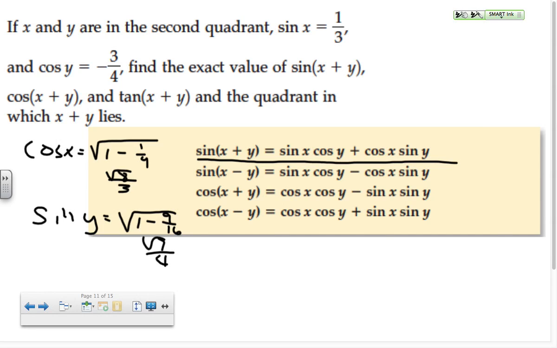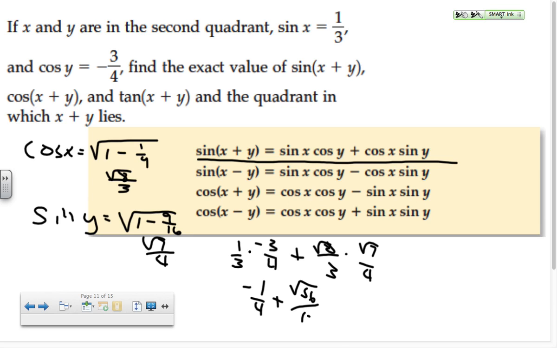Okay, so sine of x plus y is going to be sine x, 1/3, times cosine y, negative 3/4, plus cosine of x, square root 8/3, times sine of y, square root of 7/4. Okay, so this becomes negative 1/4 plus square root of 56 over 12. And you don't need to go any further. Don't worry about the fact you don't have calculators, I want the answers like that. Okay, I have 2 more examples for you.